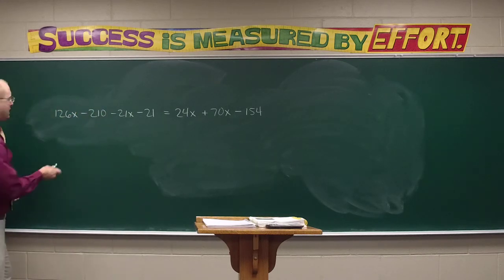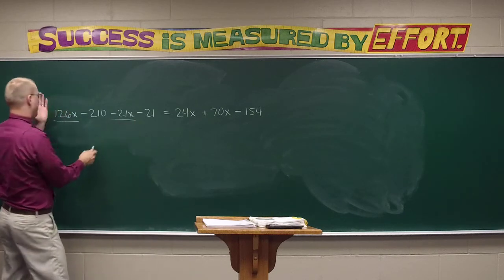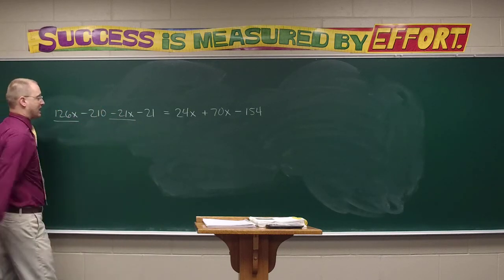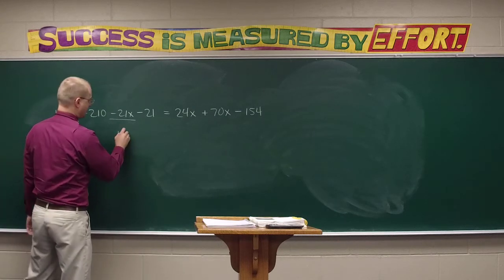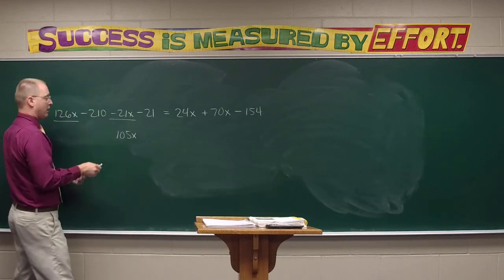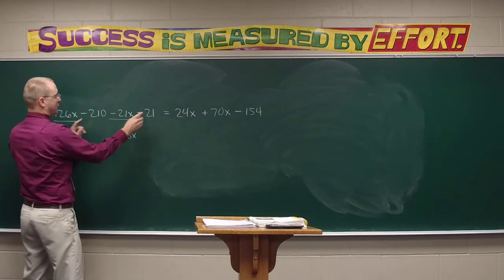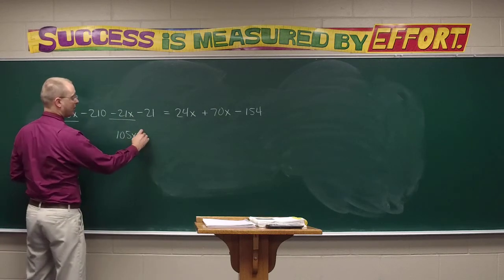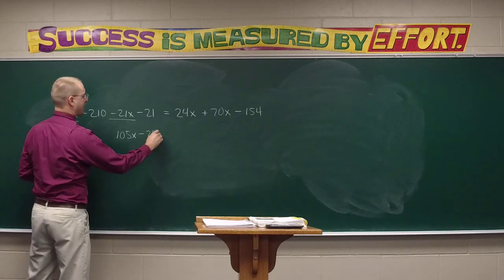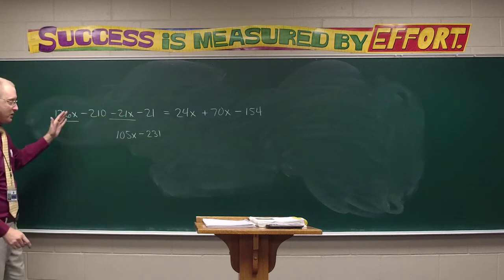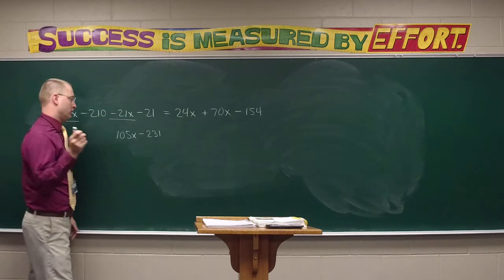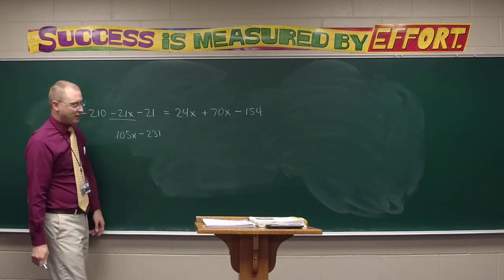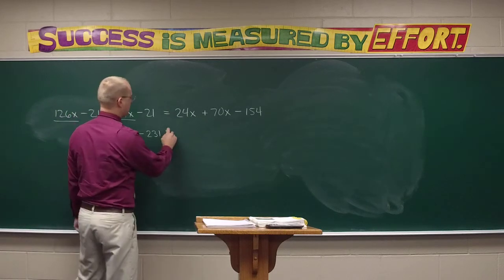All right, so we combine our x's: 126x, negative 21x, to get 105x. Again, you other people would have had 420. Negative 210 and negative 21: negative 231, because they're both negative. Add and keep the sign. Or a negative, oh goodness, 924 for you 336 people.